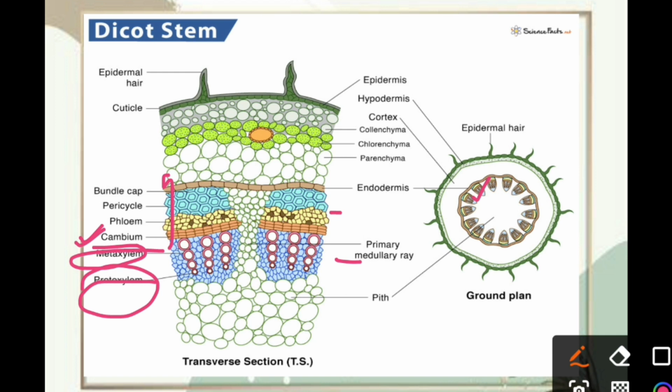The next zone is the pith. Pith is basically the central portion of the ground tissue, and it is made up of parenchymatous cells, and the pith serves as a storage tissue. So this is all for this video. Thanks for watching.